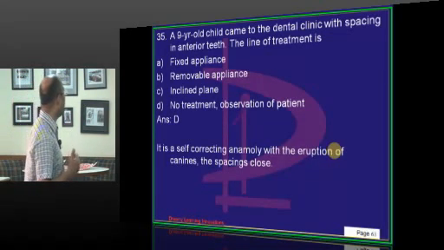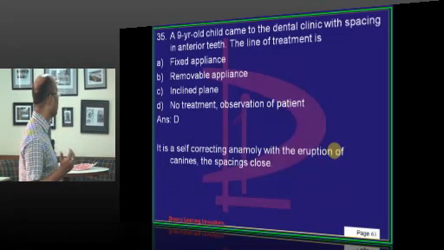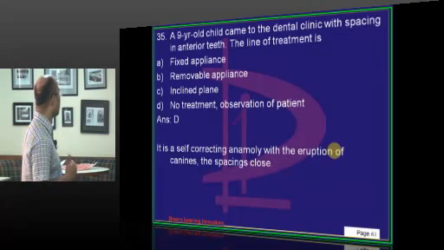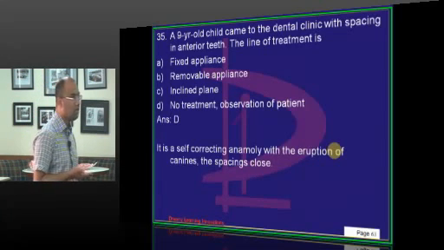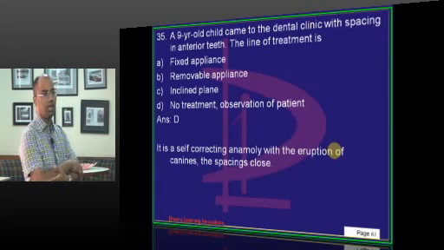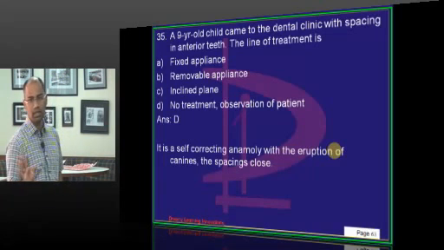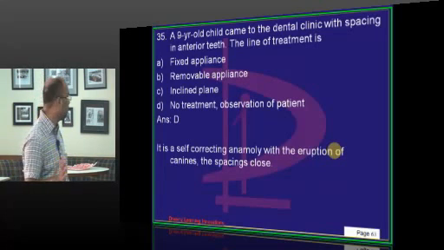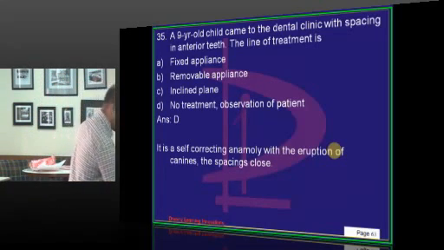Okay. So, a 9-year-old child comes to a dental office with spacing in the anterior teeth. What is the line of treatment? This is nothing but your ugly duckling. Whenever you say 8.5, 9, 9.5, 10, till then ugly duckling. So, hardly any treatment is required, no treatment. Okay. So, no treatment and observation.